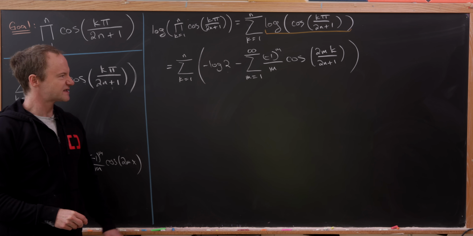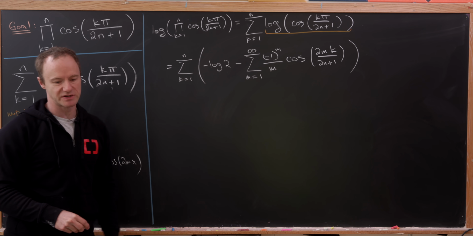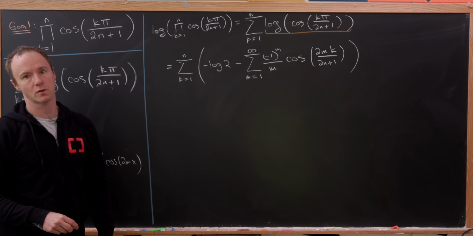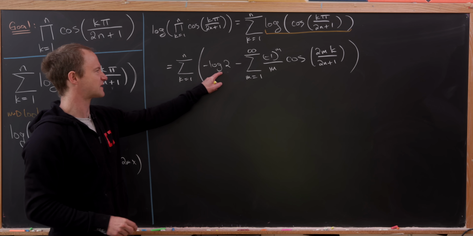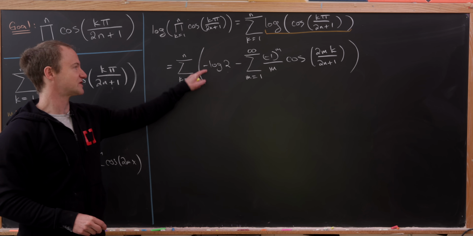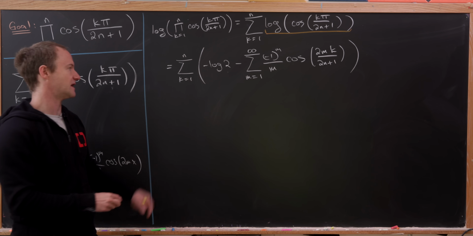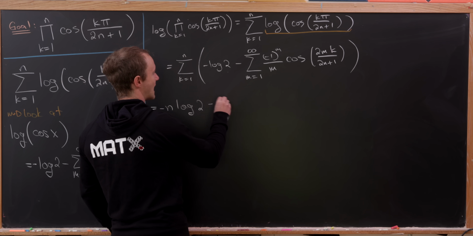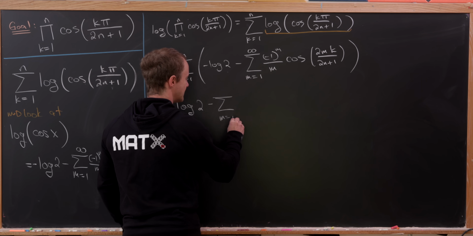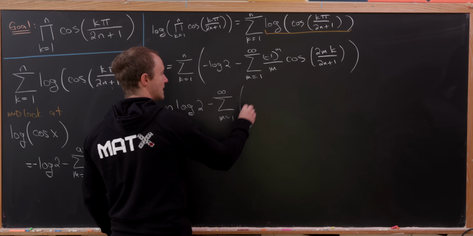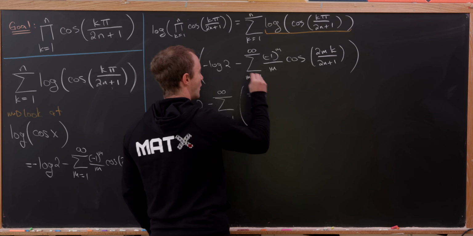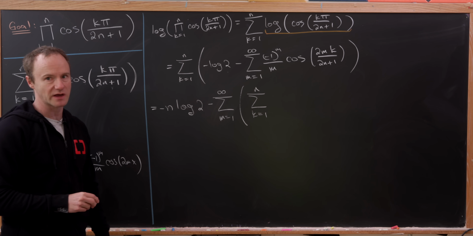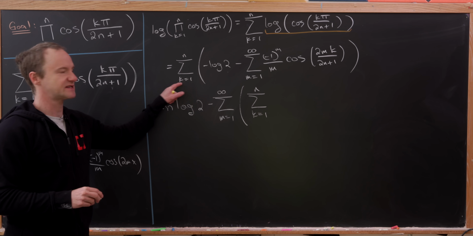But now let's split this sum inside of the sum into two cases. And those cases will be when m is a multiple of 2n plus 1 or not. But before we do that, let's observe that this first bit is fairly easy to sum because we're just adding negative log 2 to itself n times. So let's bring that out. So we'll have minus n times log 2, and then we'll have minus the sum as m goes from 1 up to infinity of the sum as k goes from 1 to n of this cosine thing. So I switched the order of summation there, but that's totally okay. We don't even need a theorem for that because this is a finite sum.